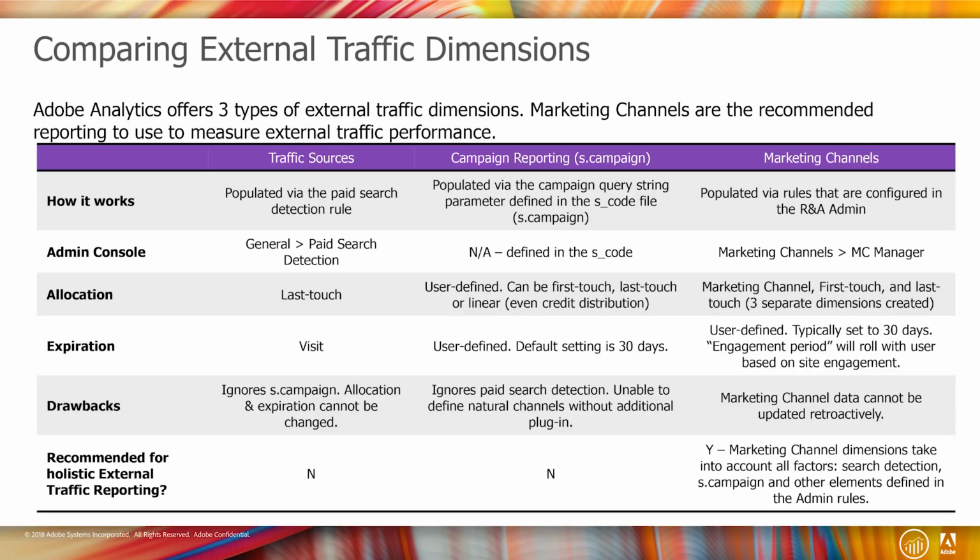First of all, you have a lot of options when it comes to Adobe Analytics, and that will not be a surprise to anyone. When it comes to external traffic dimensions, you've actually got three different types of external traffic sources. You've got three different columns across the top. You have traffic sources, which populates via the paid search detection rule. Then the next column, you have campaign reporting coming in through s.campaign. And then finally, you have marketing channels, which is the topic of today's session.